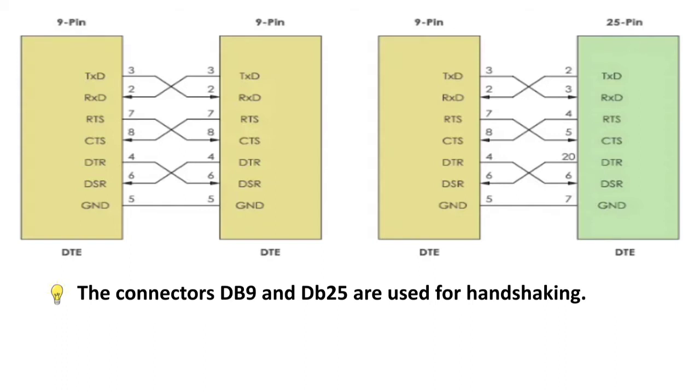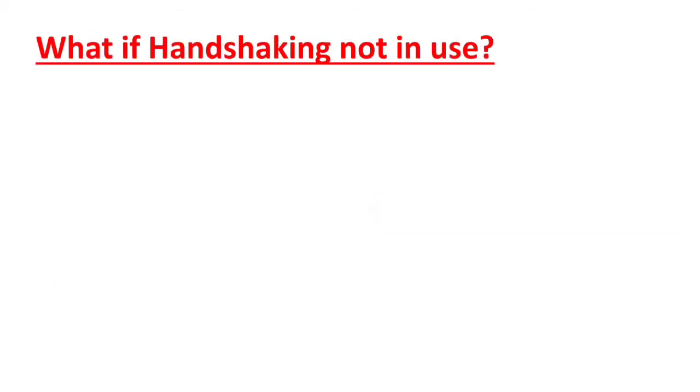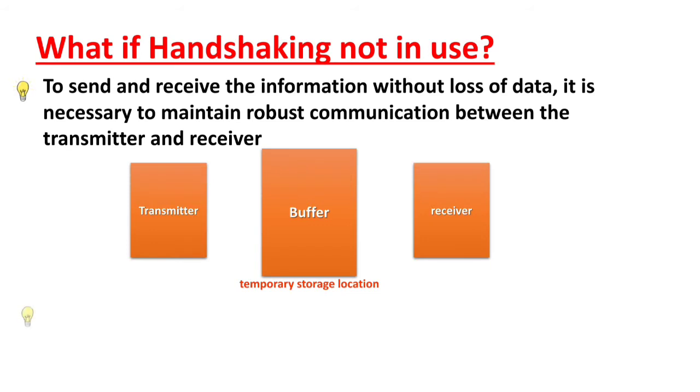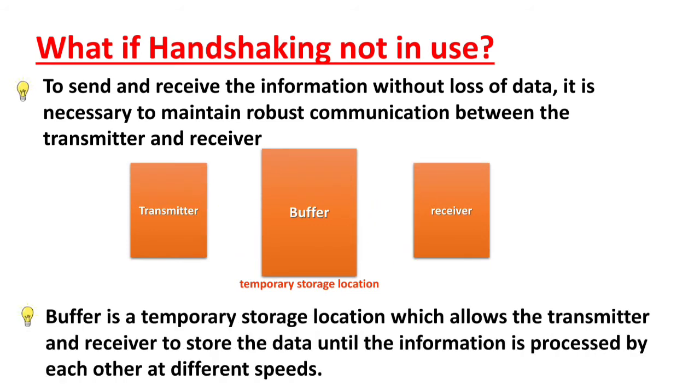What if handshaking is not used? To send and receive the information without loss of data, it is necessary to maintain a communication in which the transmit and receive signals are smooth. To do that, a buffer is used. A buffer is a temporary storage location which allows the transmitter and receiver to store the data until the information is processed by each other at different speeds.